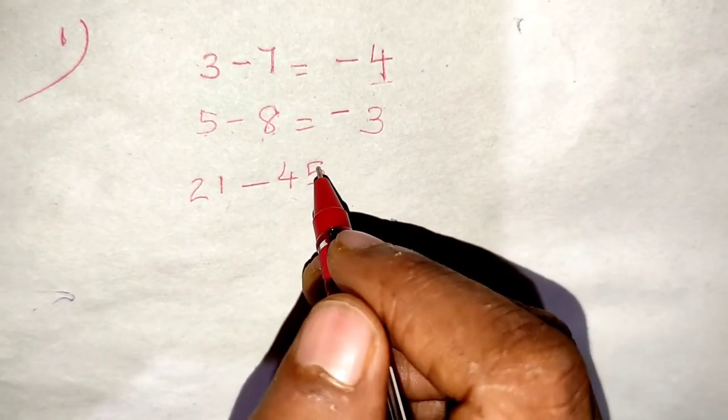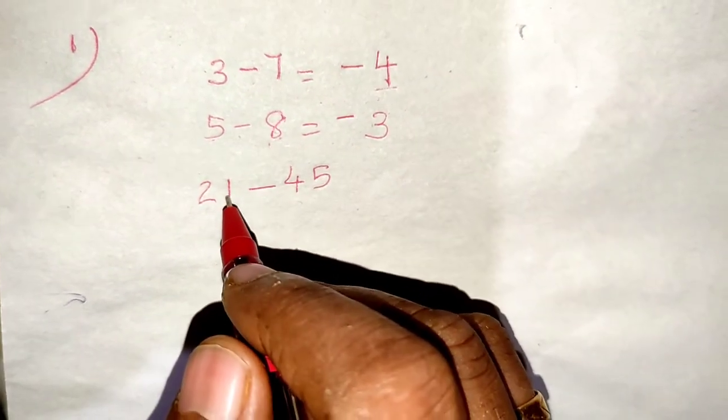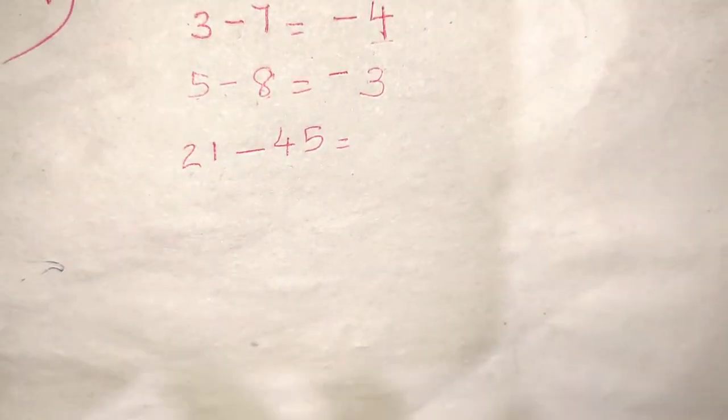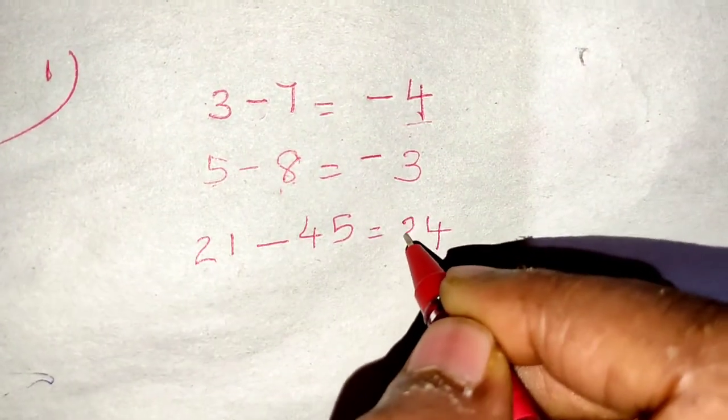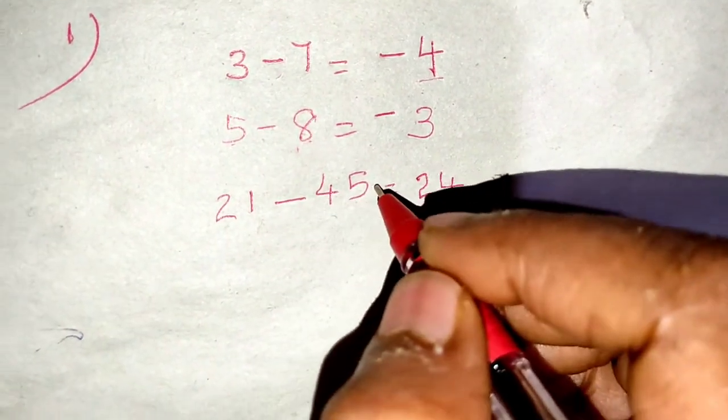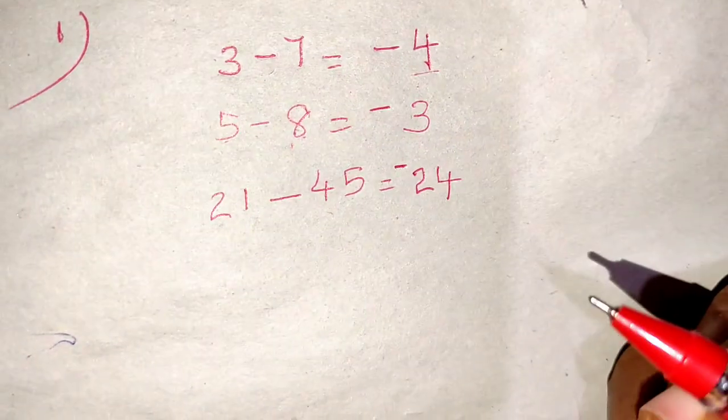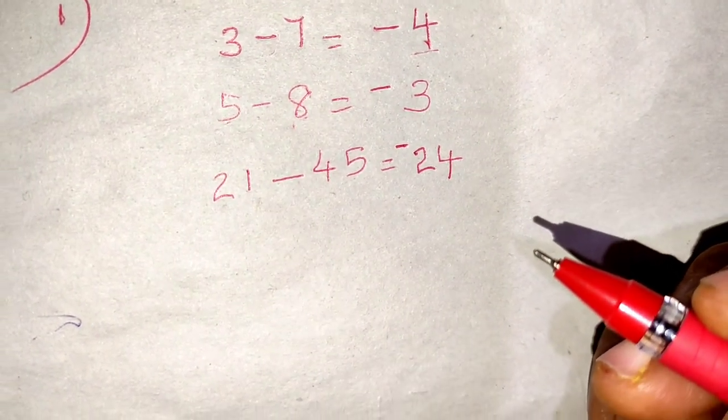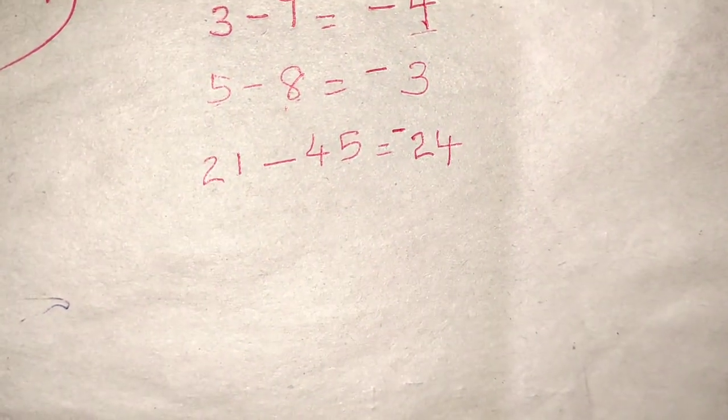Then what is 21 minus 45? Which one is bigger? 45. 45 minus 21 is equal to 24. And the bigger one is 45, so put a negative sign here. Okay, the rest of the operations we will continue in the next class.